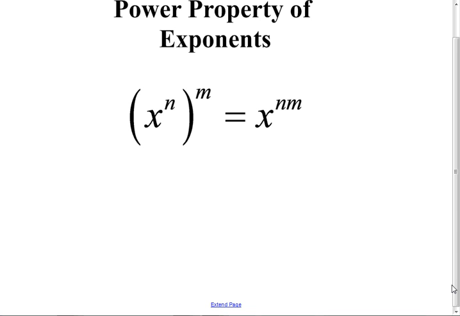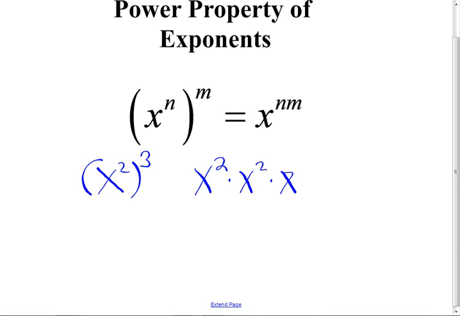What if I have x squared cubed? Let's write out what it means, and then I won't forget. Okay, powers? This is x to the 2nd, how many times? 3 times. And then I would add these exponents, because that's what we did. If they're multiplying, that's a power. It's x to the 6th. So all you do is multiply the exponents.